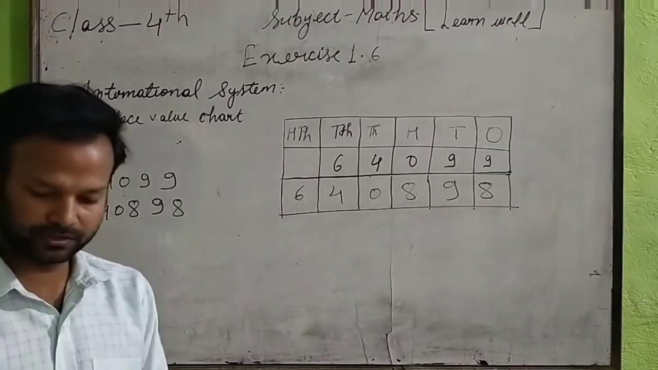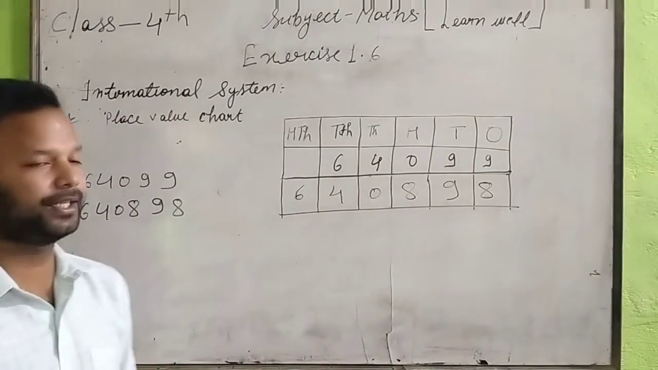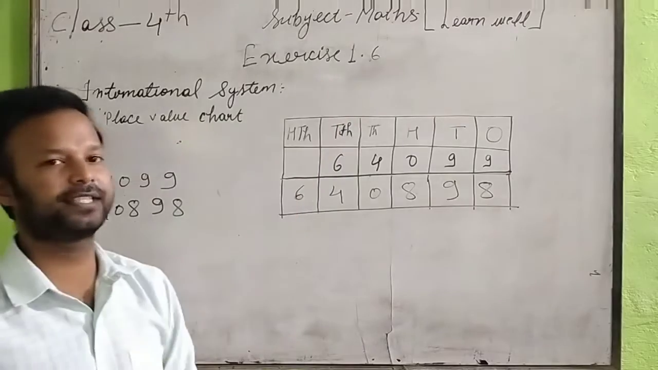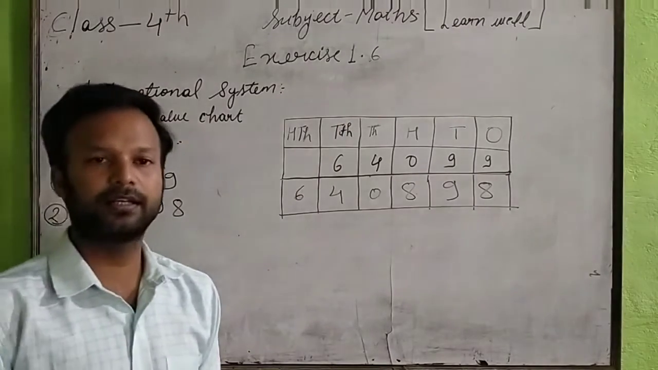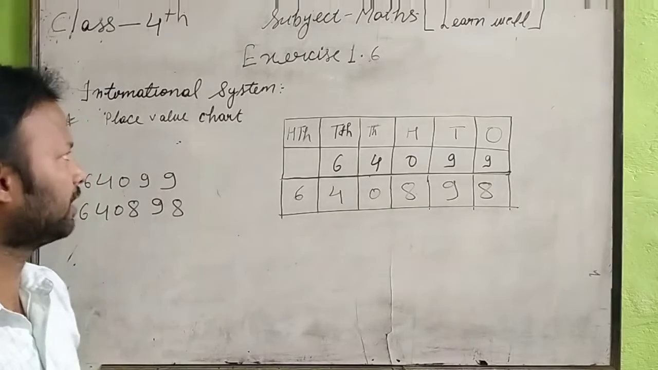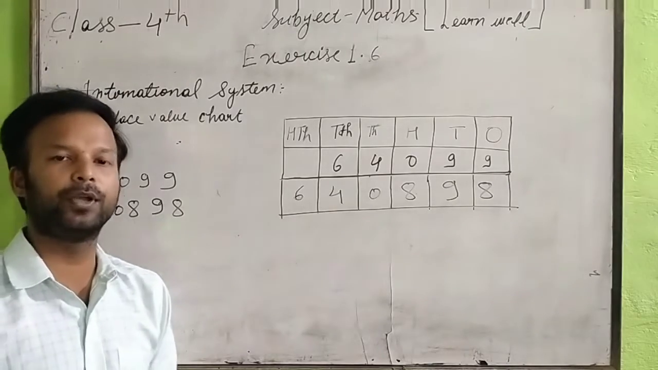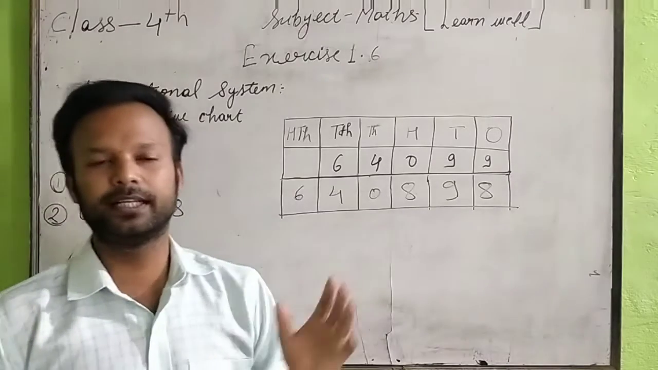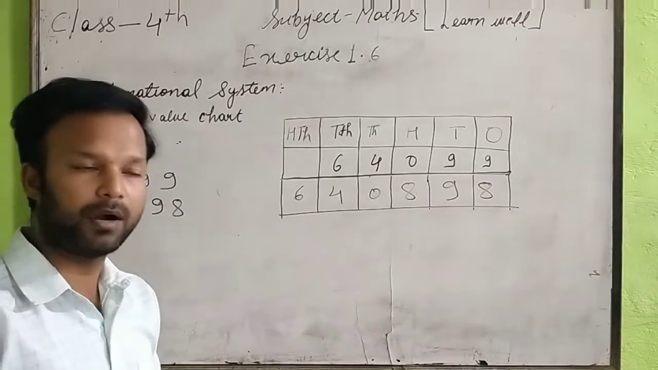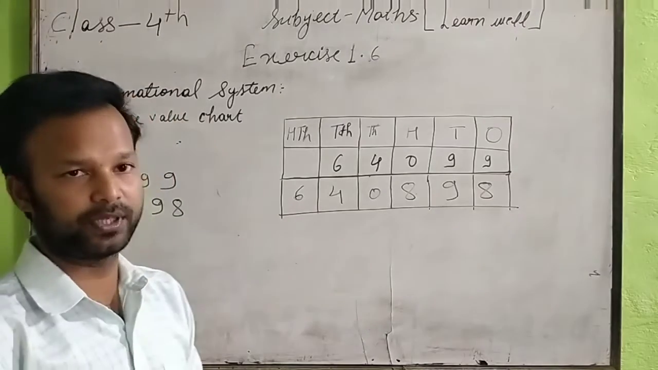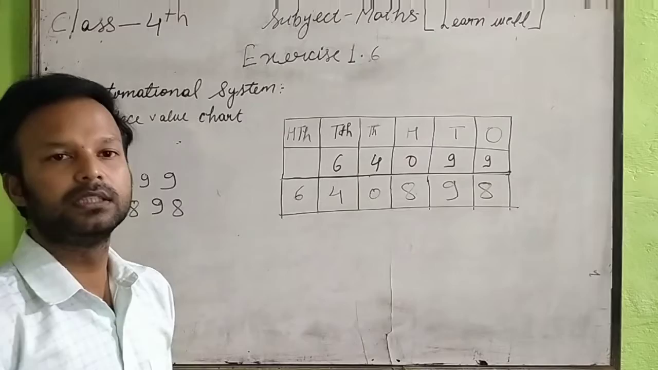Okay, good morning students. Today we are going to study exercise 1.6 and our topic is the international system. I already told you about the international system. In this system we put the commas just after every 3 digits.